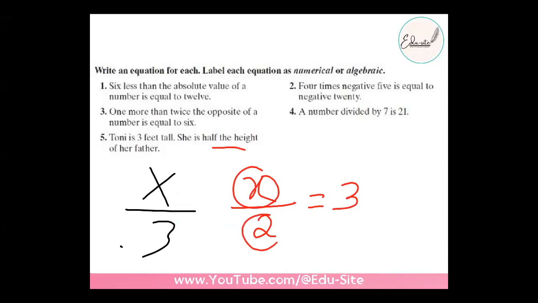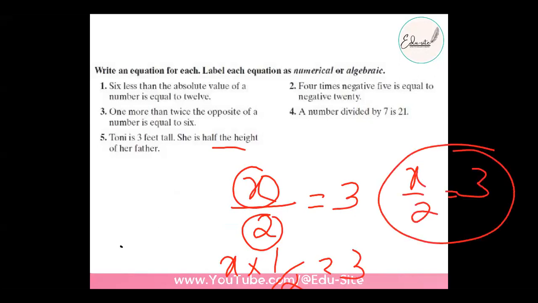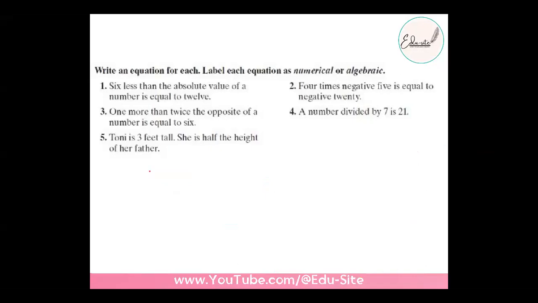Half the height of x, or you can write it as x times half is equal to 3. It is nothing but x over 2 is equal to 3. So it would be x over 2 equals 3. Half the height of x is equal to 3. How to find the height of x, beta?